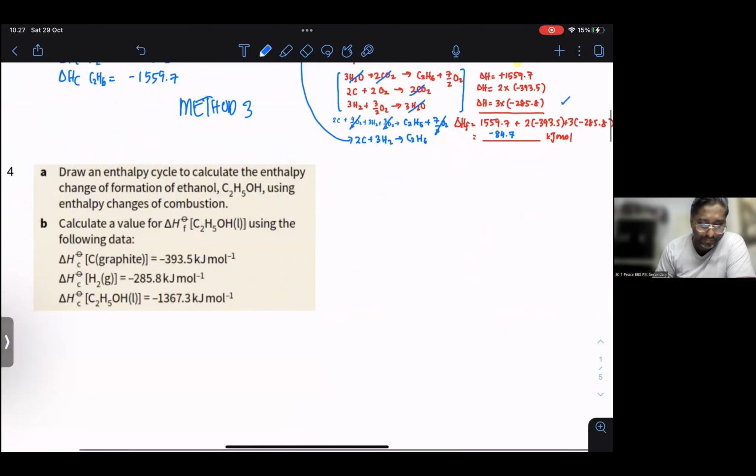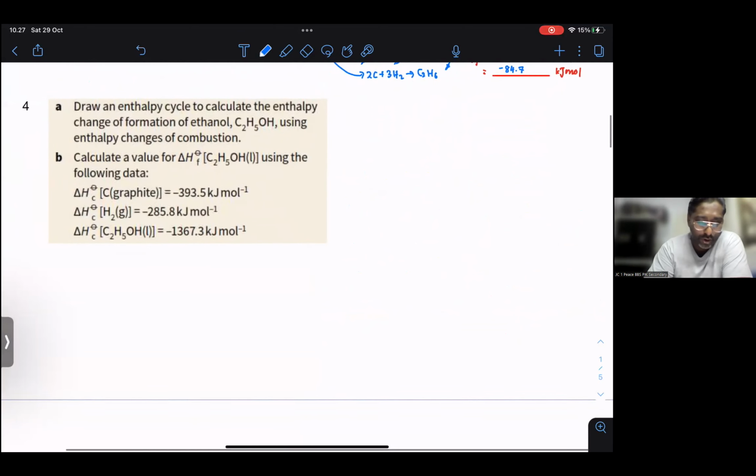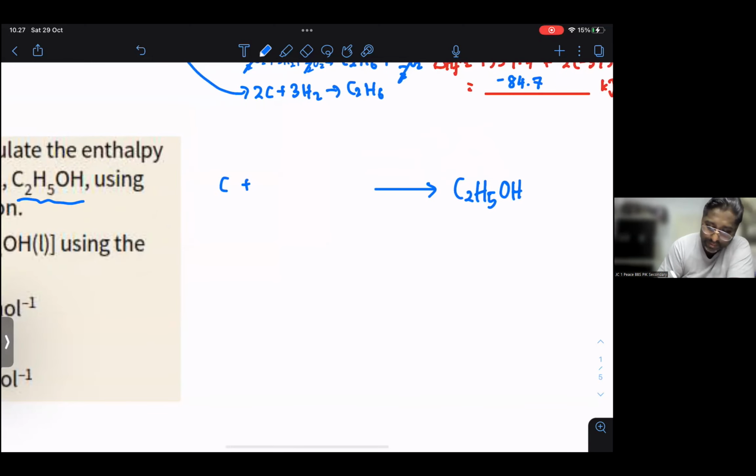Now let's look at number 4. Draw an enthalpy cycle to calculate the enthalpy change of formation of ethanol. First, they say formation of ethanol, so you write down ethanol, C2H5OH. For those who do not know, you just read it out here, C2H5OH. One mole is being formed from carbon and hydrogen, and in this case there's oxygen. So carbon must be in graphite form, the stable form.